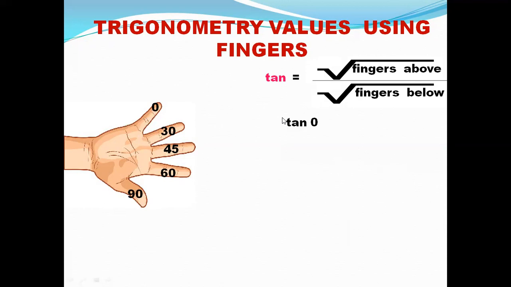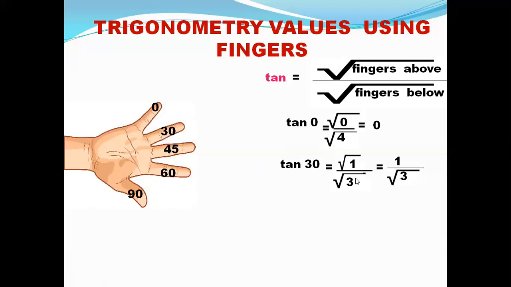Now tan 0: let us see how many fingers are above. 0 fingers above. Now fingers below, there are 4 fingers, square root of 4. So we get 0. Now tan 30: fingers above, only 1 finger is above 30. And fingers below, how many are there? Square root of 3, since there are 3 fingers below 30, 1, 2 and 3. So we get tan 30 is 1 by square root of 3.